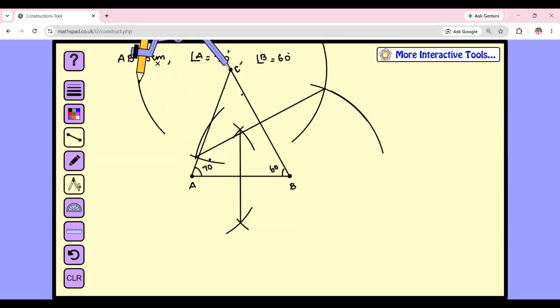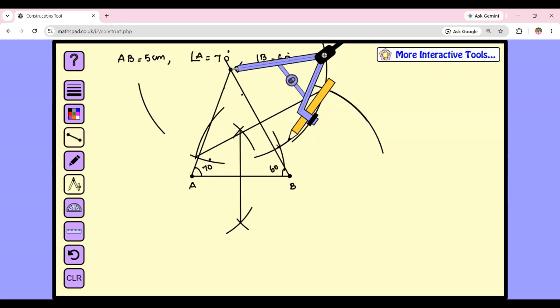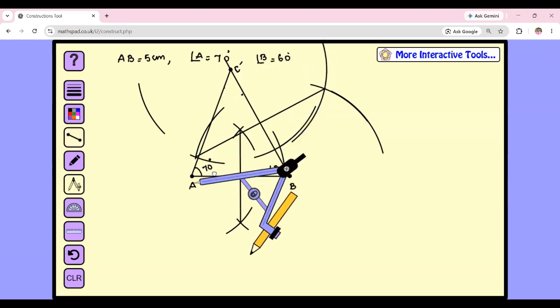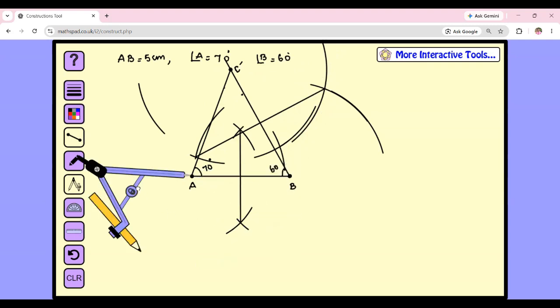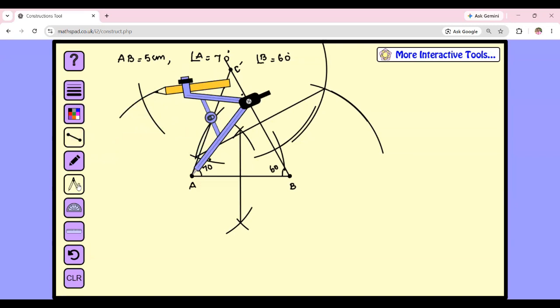Next, with the same measurement, draw an arc down also, down this side. Next, with the same measurement, keep the point in A and draw an arc down. We got one point. It's intersecting here.